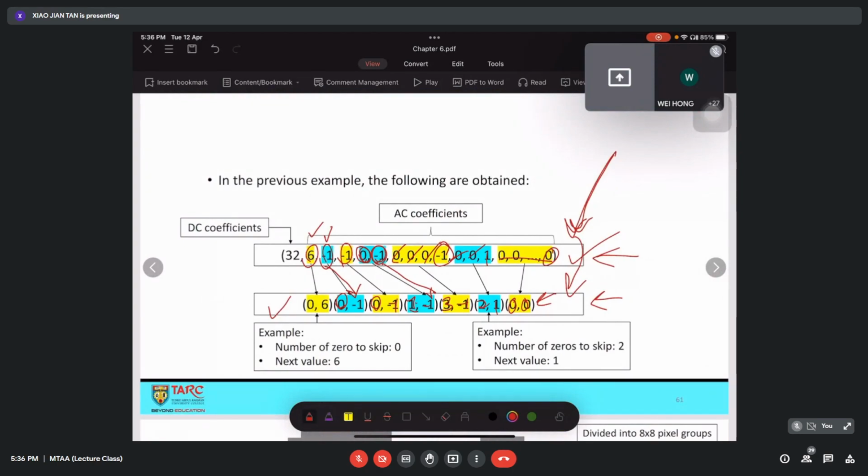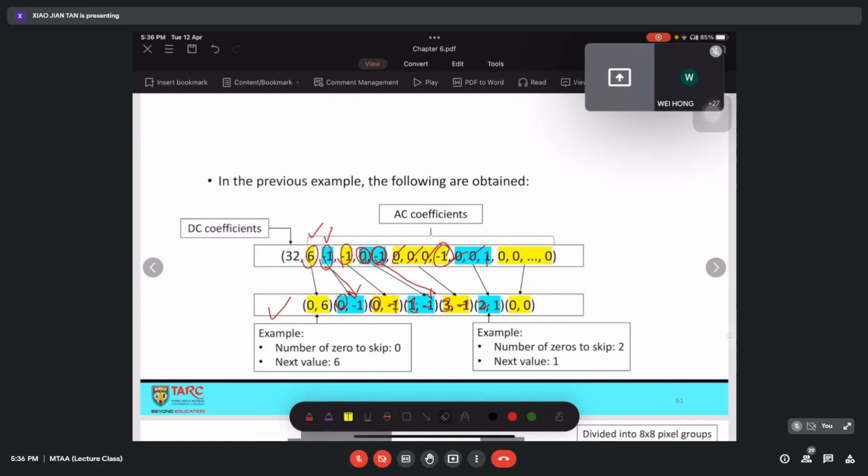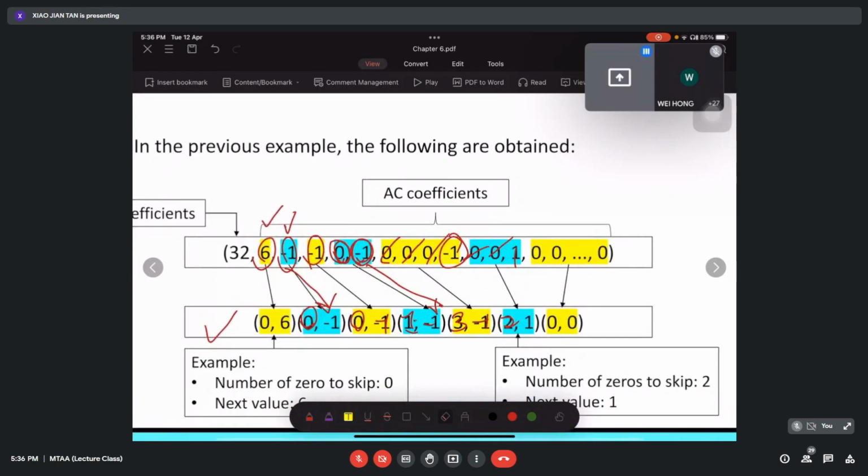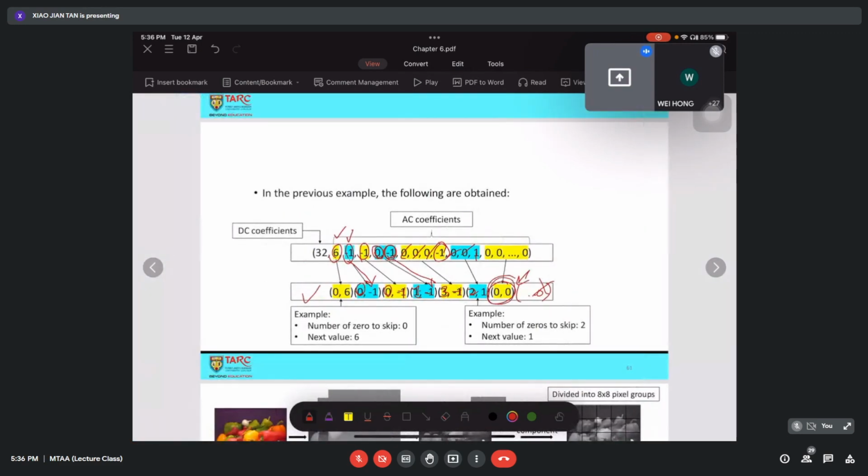Please do not mix these two. I think some of you may mix these two, whereby you did not give me this one, you gave me dot dot dot zero, something like that, which is incorrect. Because for this one, in terms of run length, this is to denote the ending, okay, not this one.